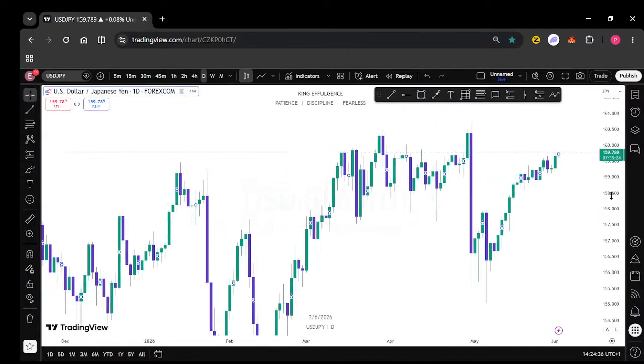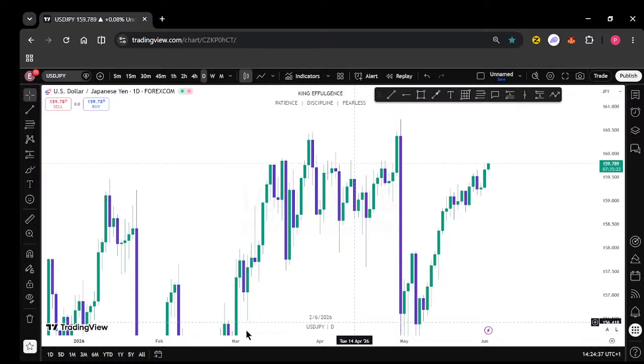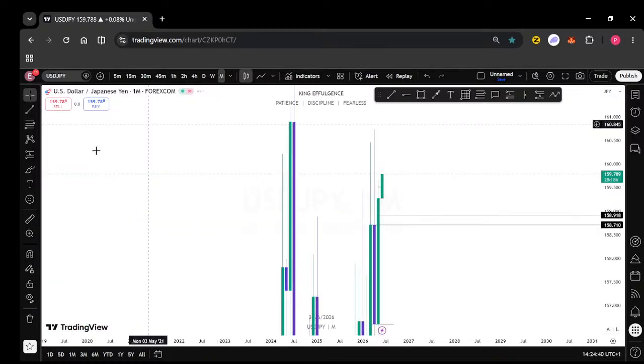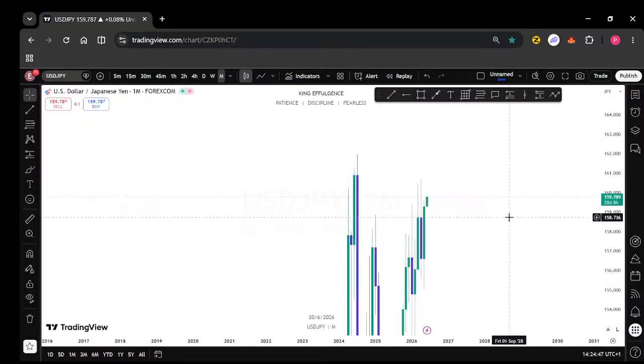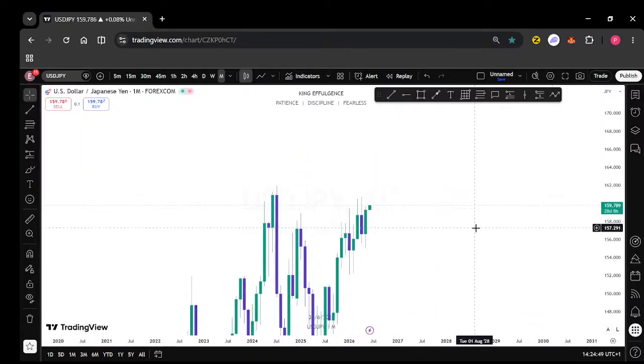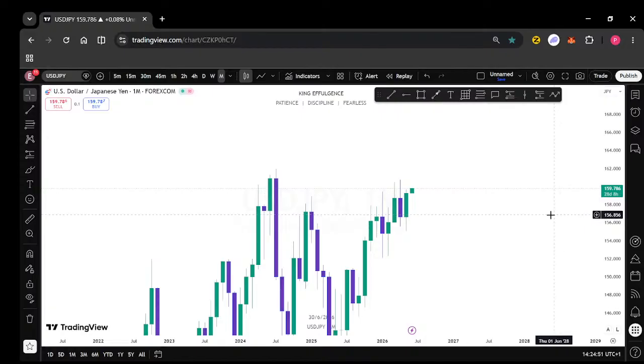Okay, I'll be going straight to the point. It's a new month and just the bias for the month. Not too much. We're starting with USDJPY. How's USDJPY looking?